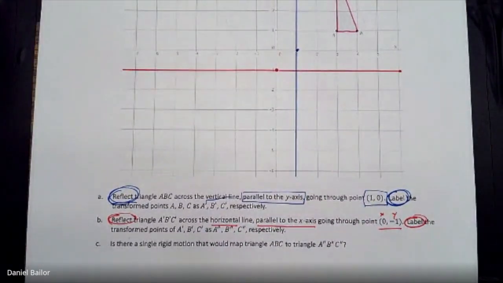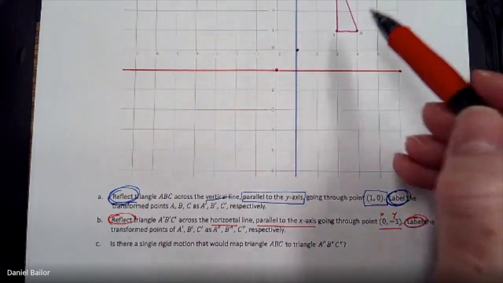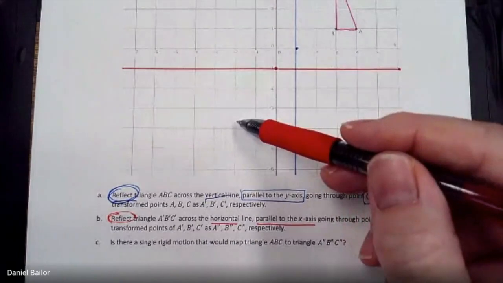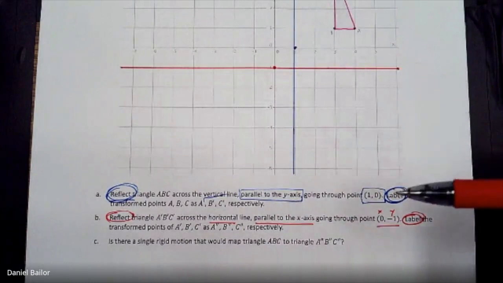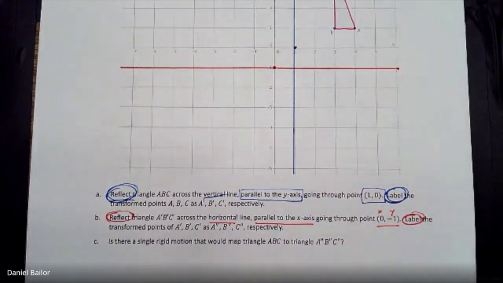And then answer the question, is there a single rigid motion that would map the image after part B back to the original? So when you find your new one, is there a way to get it back with only one step? Is there one step that will move it back? So these are some problems for you to practice. Remember the problem set on pages 113 and 114. I will put my answer sheet online for you so you can check your answers when you're done. And you can ask me questions if you see any differences.